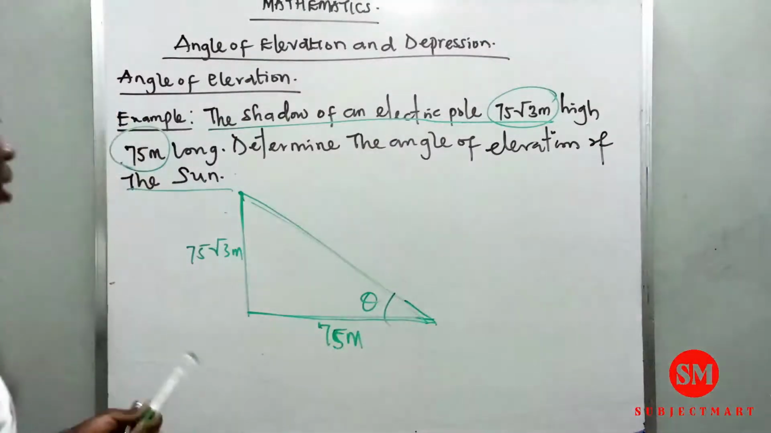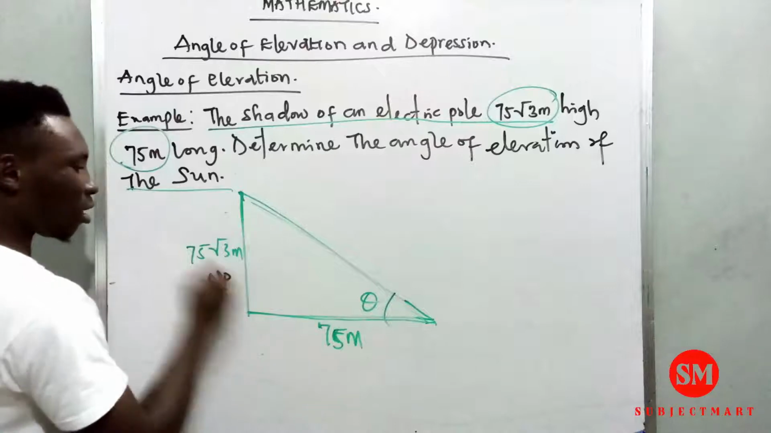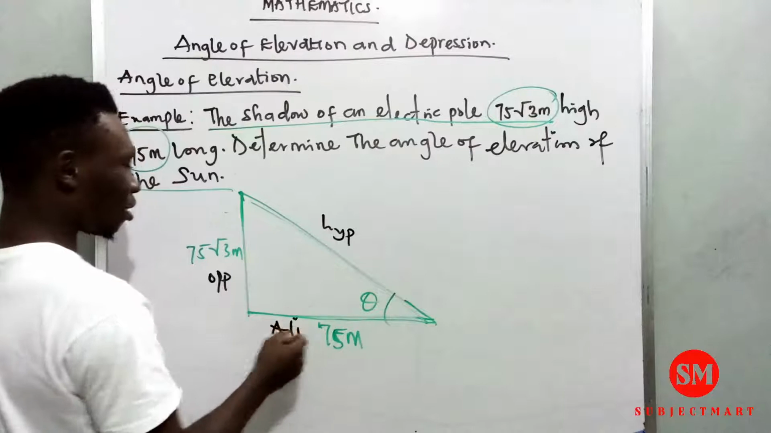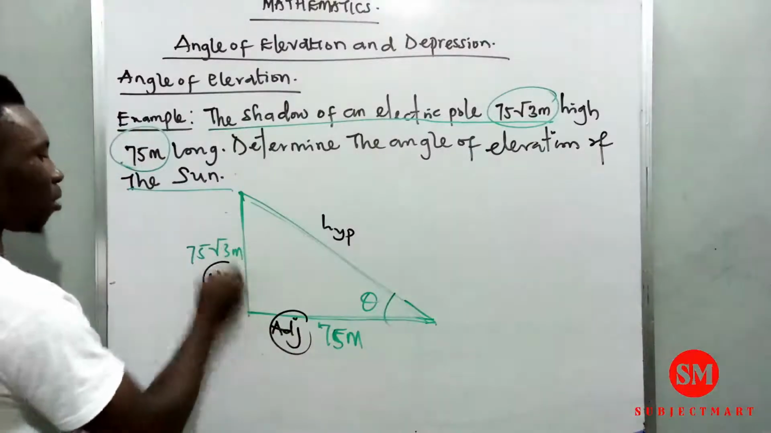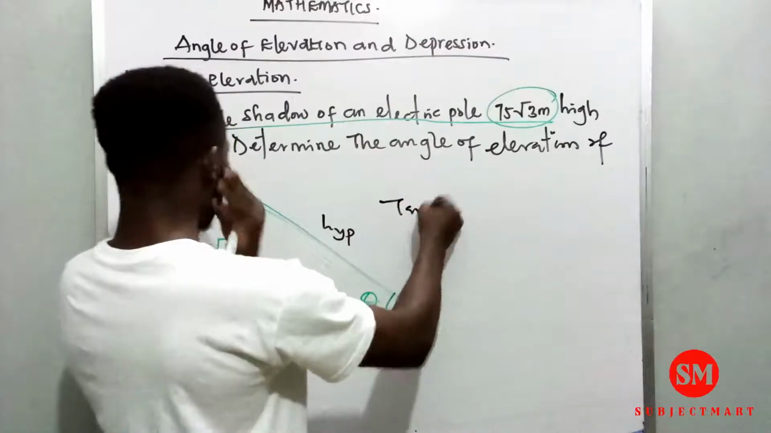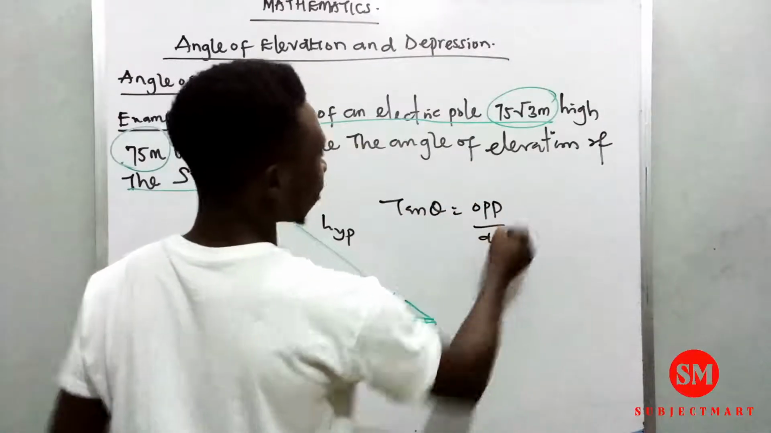So if the angle of elevation there is theta, now what is the relation here? This is our opposite, this is our hypotenuse, and this is our adjacent. So what relation gives us opposite and adjacent? That is tan. So this becomes tan theta is equal to what? Opposite over adjacent. That's your TOA.